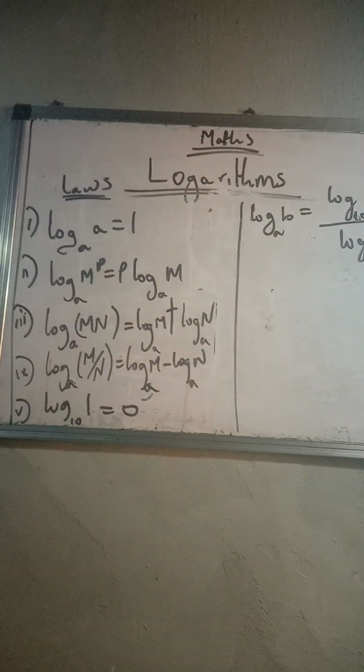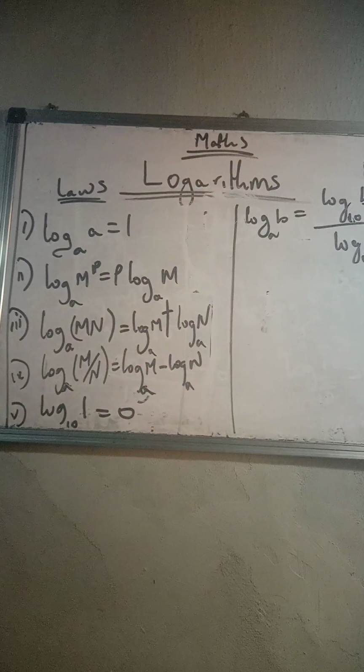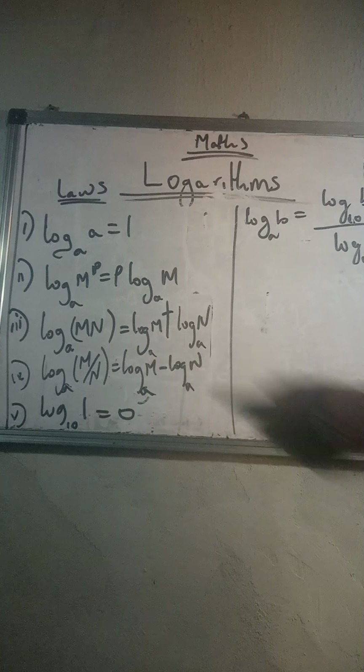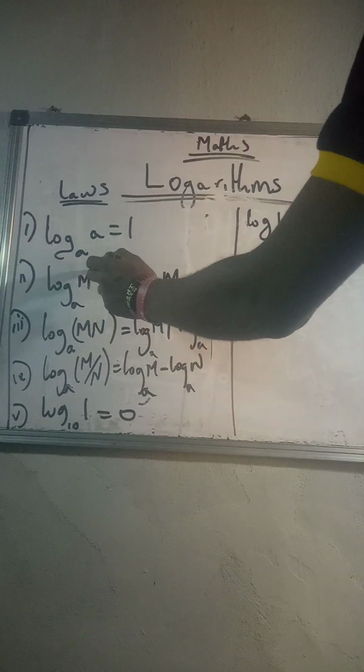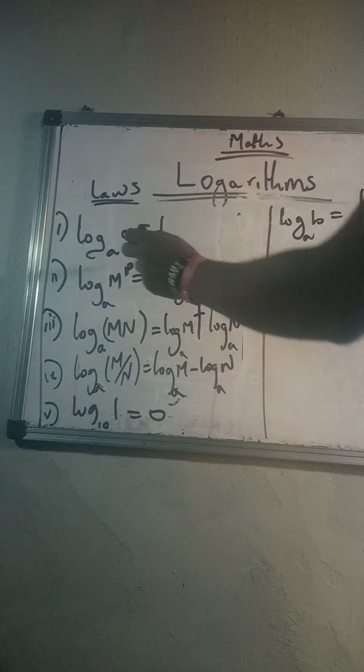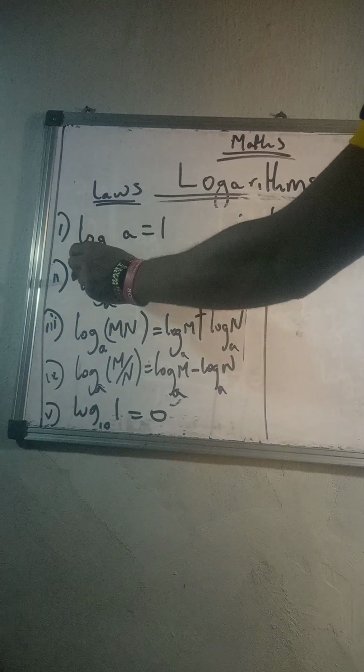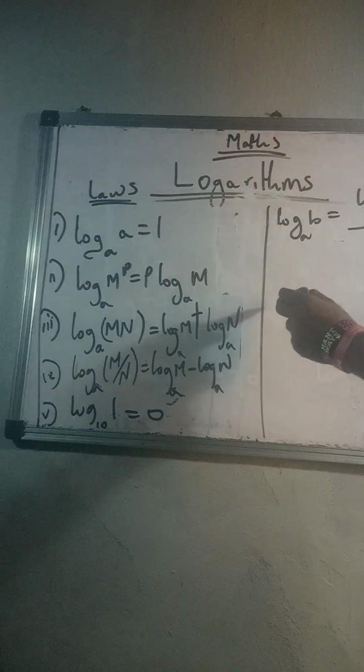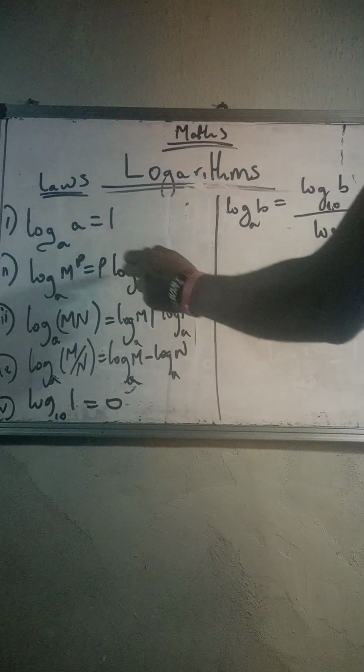Then the second rule I'm going to share with you is this. When you see log n, where the index number, that is the power, is p, while the base is a, the rule states that this index number can go to the front of the log. That is to say, if you look at it, that's why p is here: p log n base a.